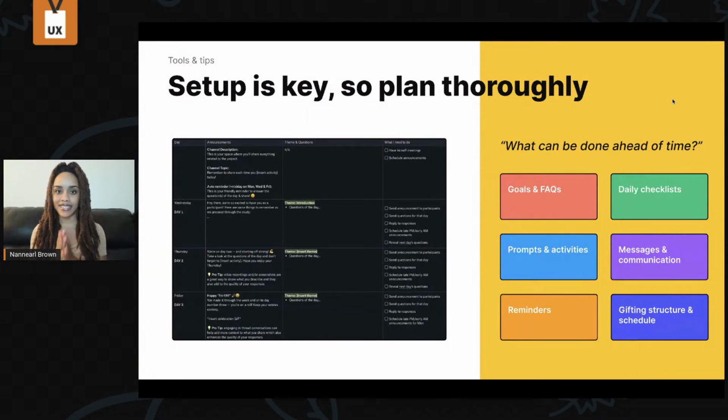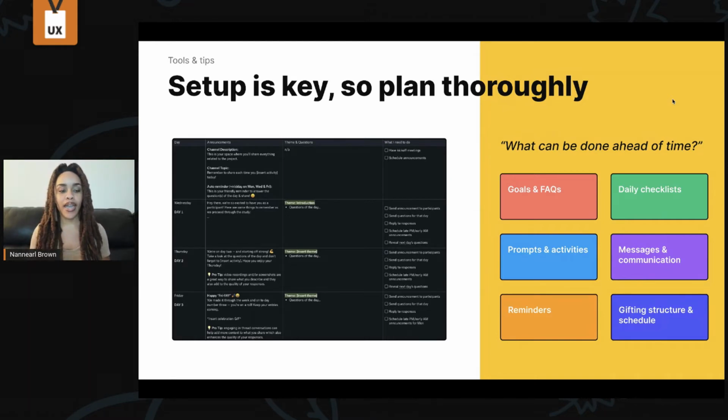And planning is key also. And so for this slide here, the main question that we want to ask ourselves is, what can be done ahead of time? Like, what can we do and plan out now that's going to make our lives super easy, or way easier than it would be later down the line after you kick off the study?